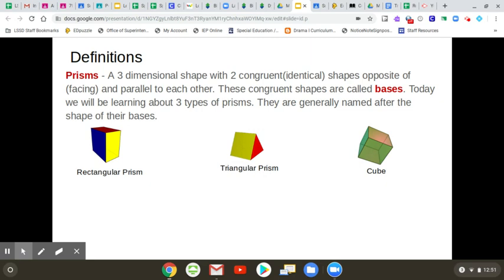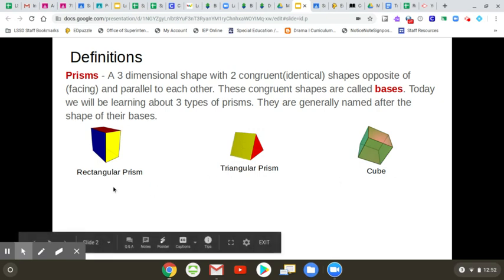Today, we will be learning about three different types of prisms, and they are generally named after the shape of their bases. So our first one, the base is rectangular, so it is a rectangular prism. Second, we'll learn about triangular prisms. And third, we'll learn about cubes. Cubes are interesting because we do not call them square prisms. The bases are squares, and they can be solved similarly to the rectangular prism.